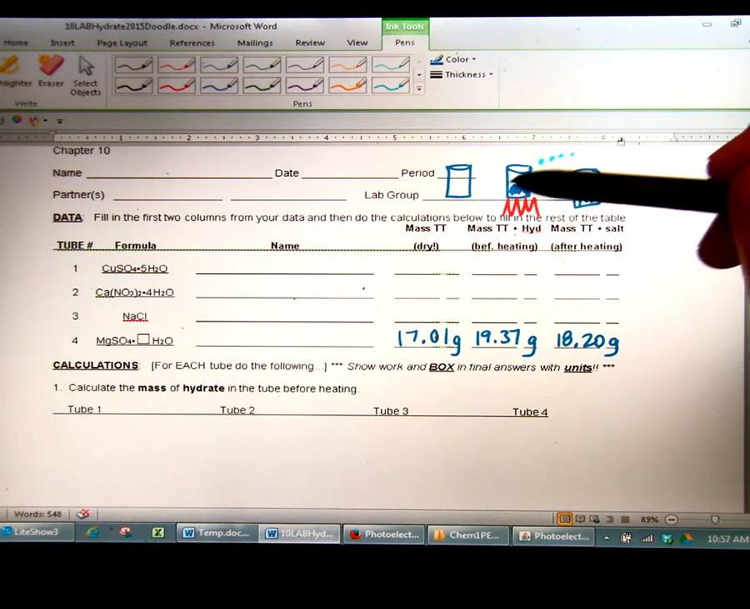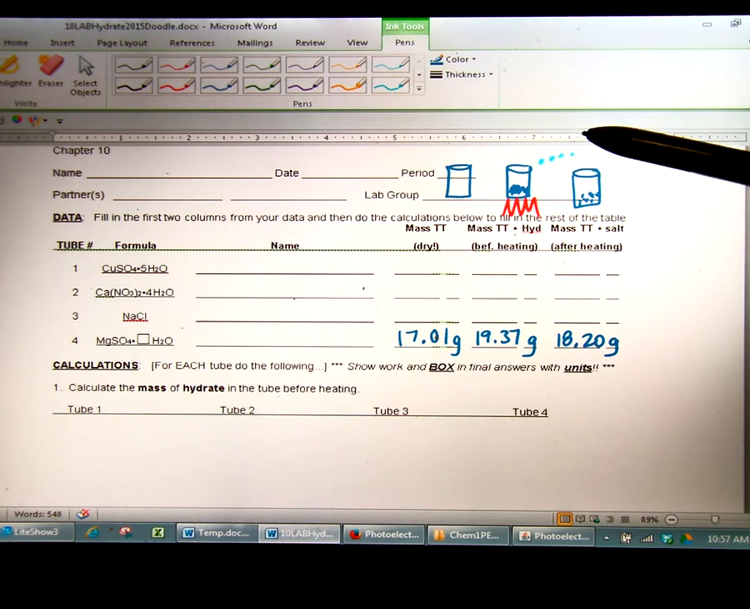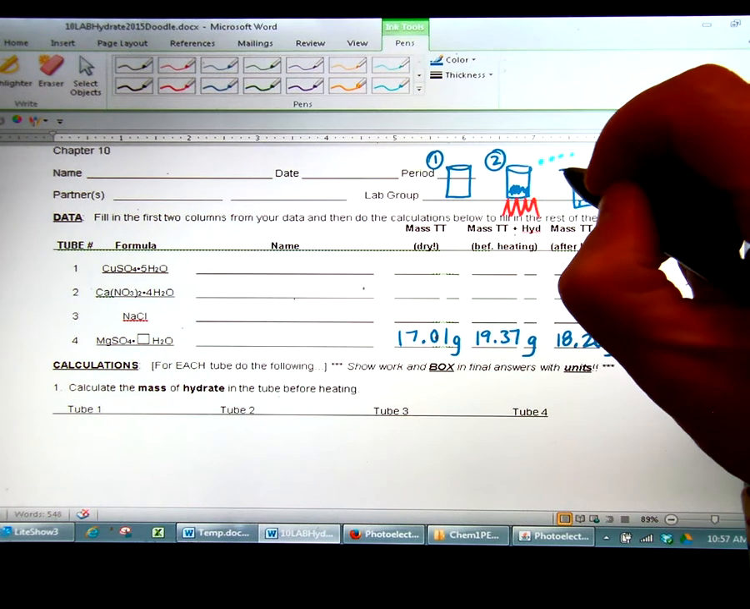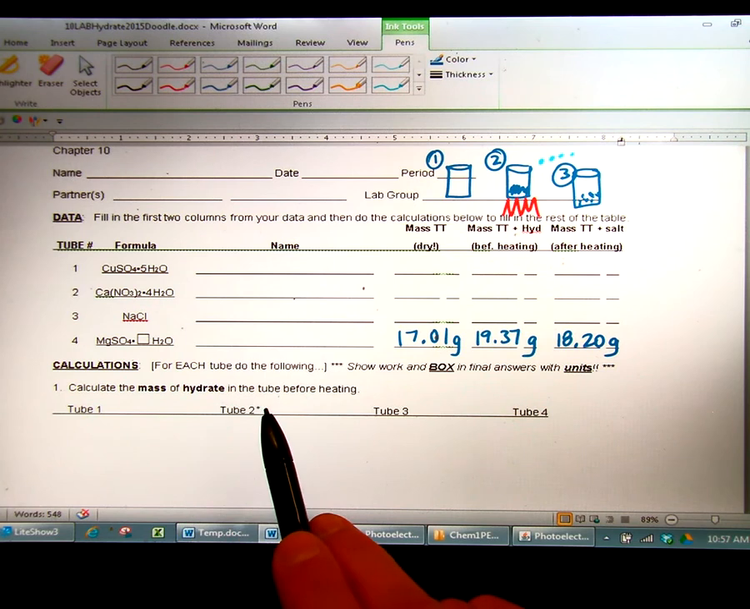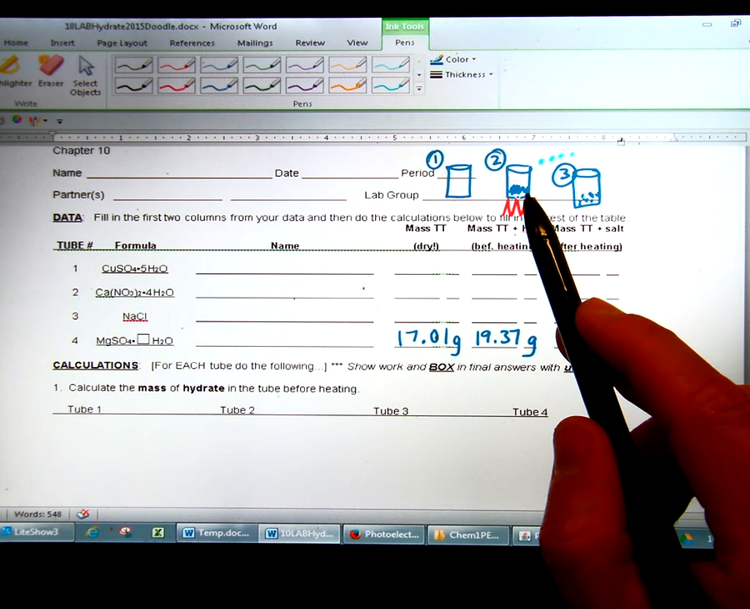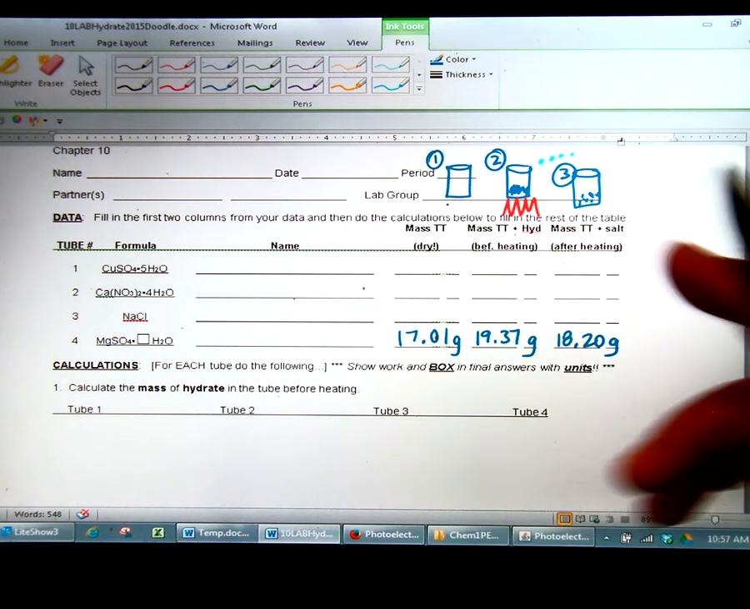So you had a hydrate in the second weighing and a salt in the third weighing, and between the second and the third weighings, the water went away. Okay, so if we're going to call this weighing number 1, weighing number 2, and weighing number 3. Let's suppose we want to find the mass of the hydrate in the test tube before heating. Well, the hydrate is located in test tube number 2, and to get it by itself, you need to take measurement number 2 minus measurement number 1.